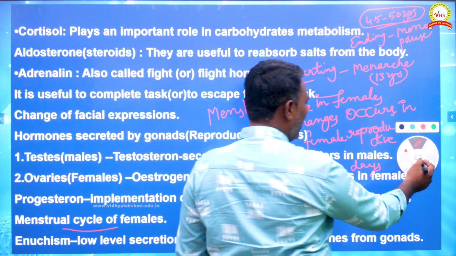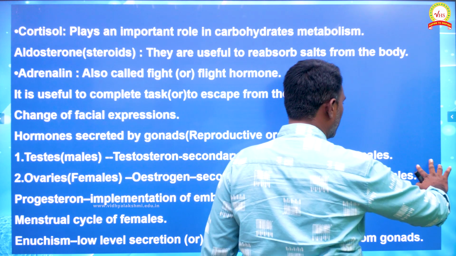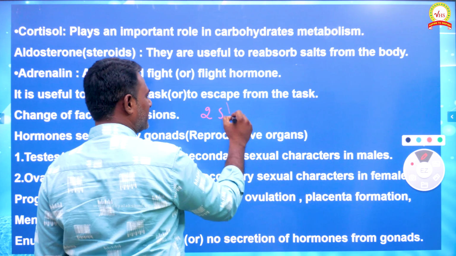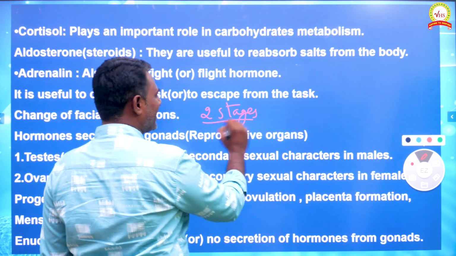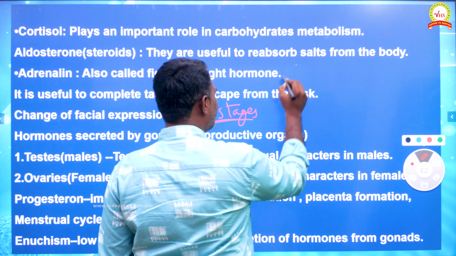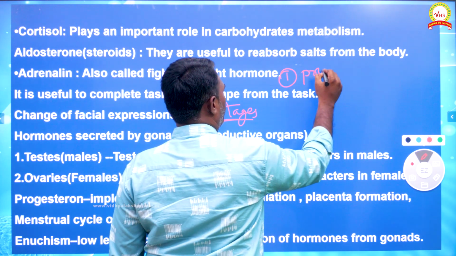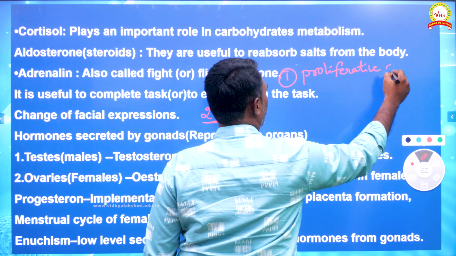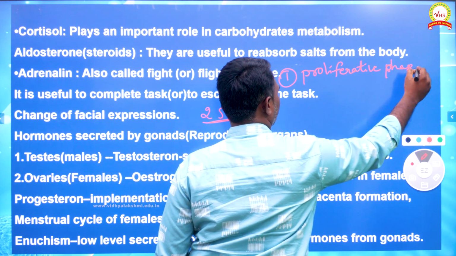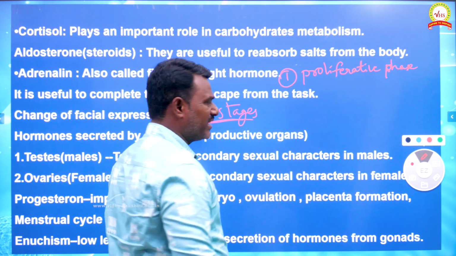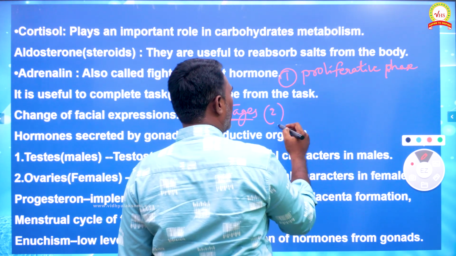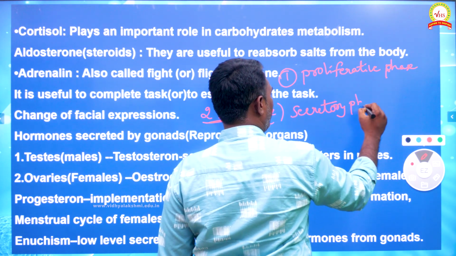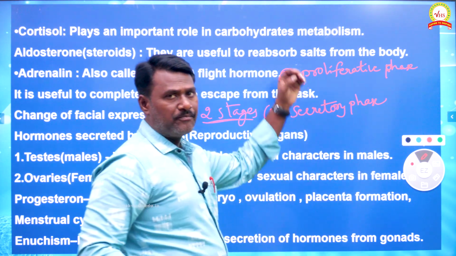Now let us see what types of changes we observe in the menstrual cycle of females. The menstrual cycle occurs in two stages. The first stage we call the proliferative stage or proliferative phase. The second stage we call the secretory phase.